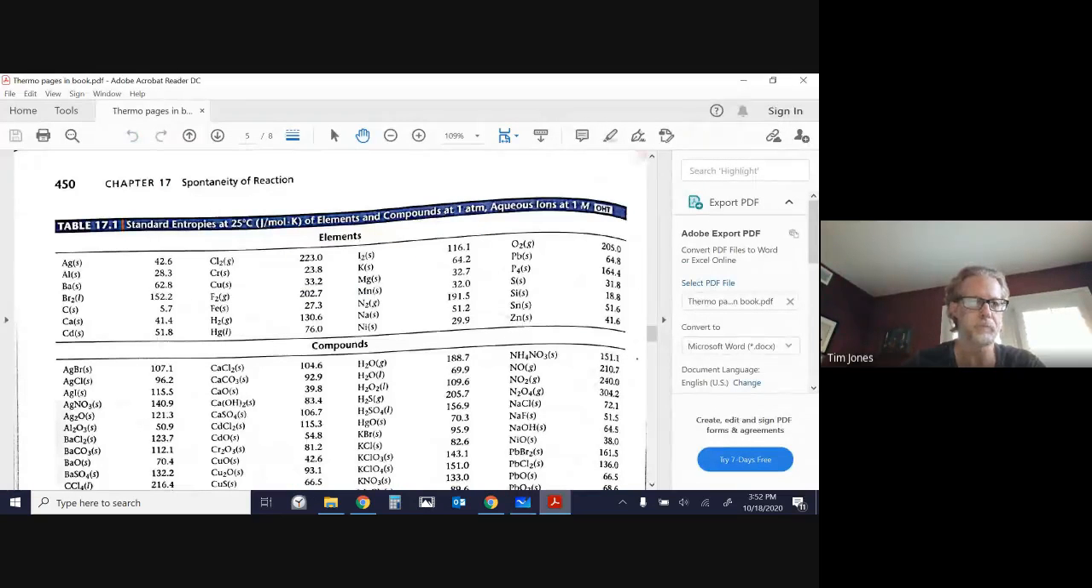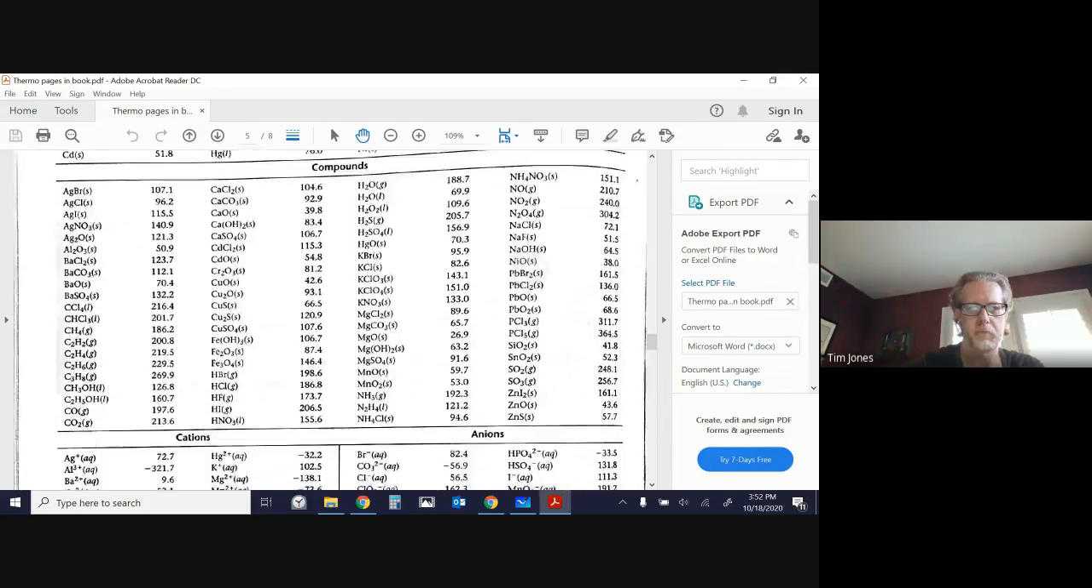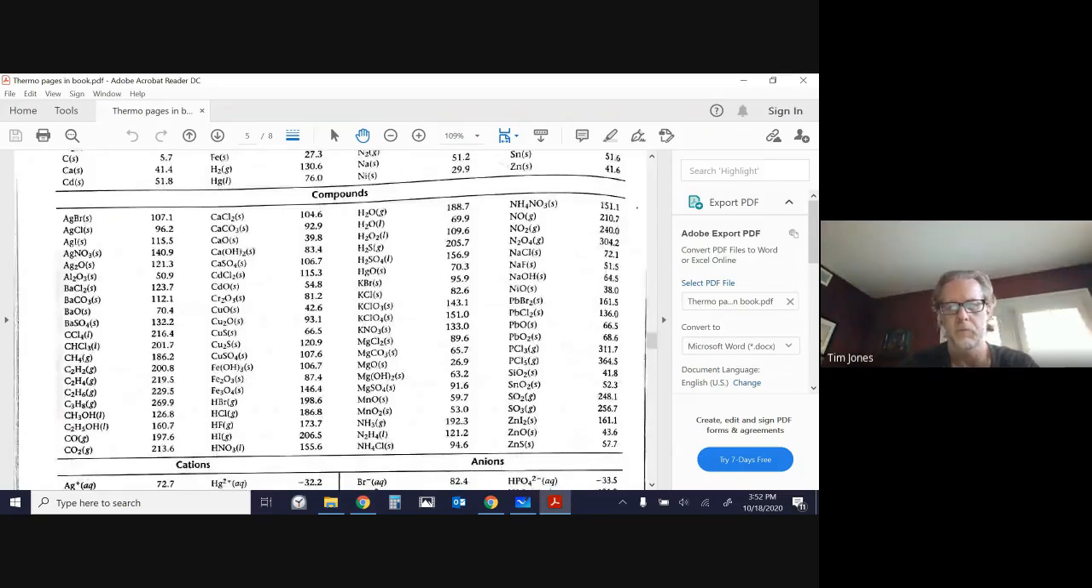That's here. Page 450 in our book. And you'll see the elements have an entropy value. If I look a little lower, compounds have an entropy value. Be careful, some compounds are in here more than once. So you'll see that water in the top of the third column is there twice, both as a gas and a liquid. Why they don't put it as a solid, I'm not sure.